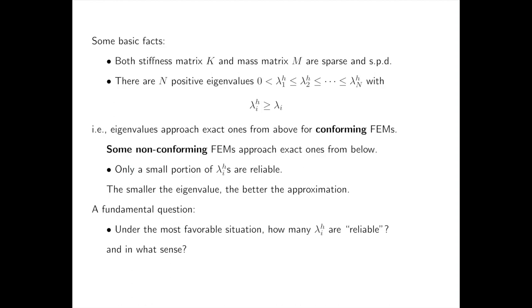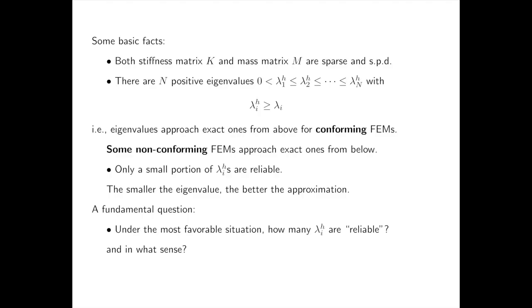Some basic facts: both matrices, the stiffness matrix and the mass matrix, are positive definite. That's the best case in numerical linear algebra, and there are m positive eigenvalues. Also, from the Rayleigh quotient and the min-max principle, in the finite element conforming case the eigenvalues approximate from above, since the infinite dimensional minimum is less than the finite dimensional minimum. Some non-conforming elements approximate eigenvalues from below, and there is a lot of theoretical discussion there, but that's not the case here. Historically, we already know that only a small portion of eigenvalues are reliable.